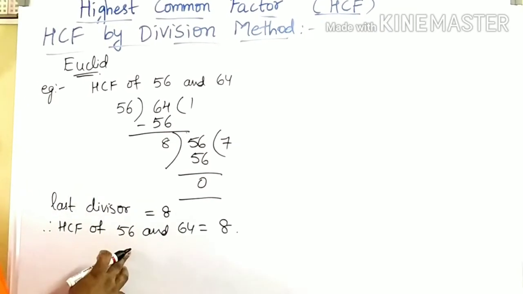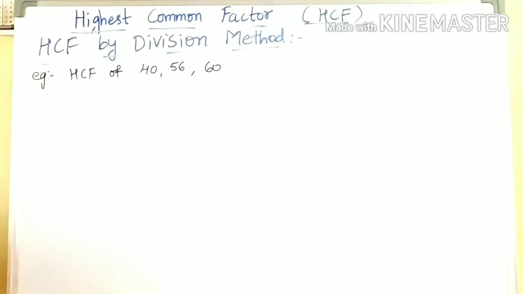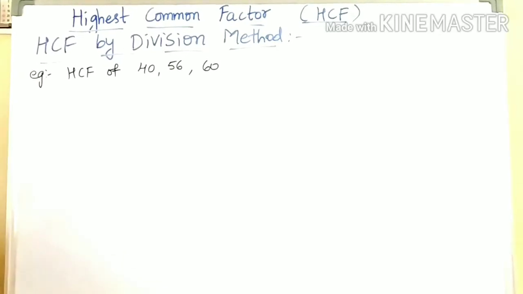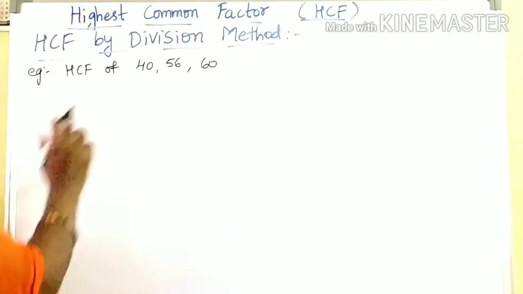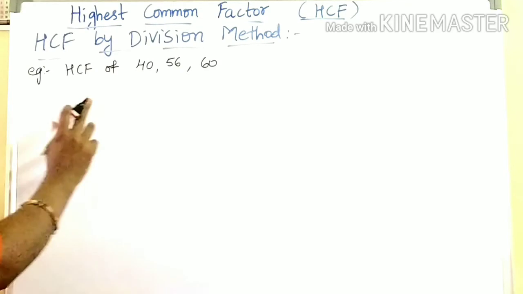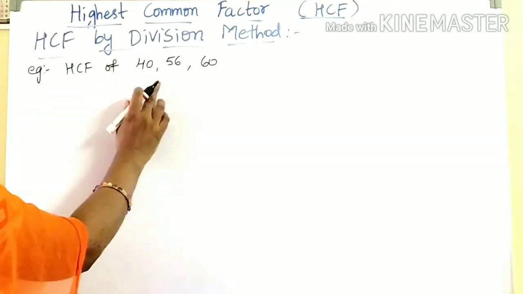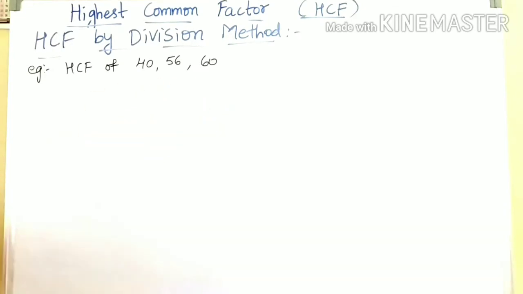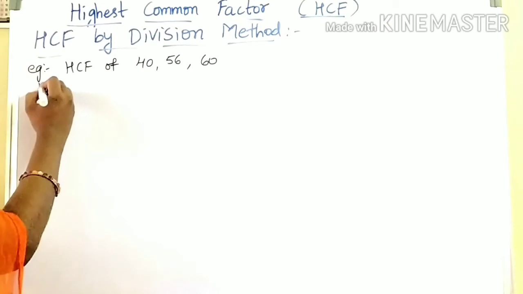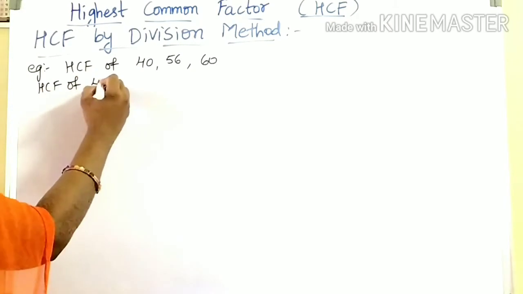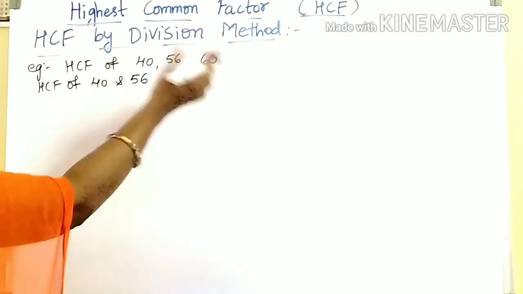Now one more example I am going to take, by taking 3 numbers. HCF of 40, 56 and 60. Here I am taking 3 numbers. First find the HCF of any 2 numbers. So the first step is to take any 2 numbers and find the HCF. See here, first I am going to take 40 and 56, so I will find the HCF of 40 and 56. You can take any 2 numbers, 56 and 60 or 40 and 60, your wish.